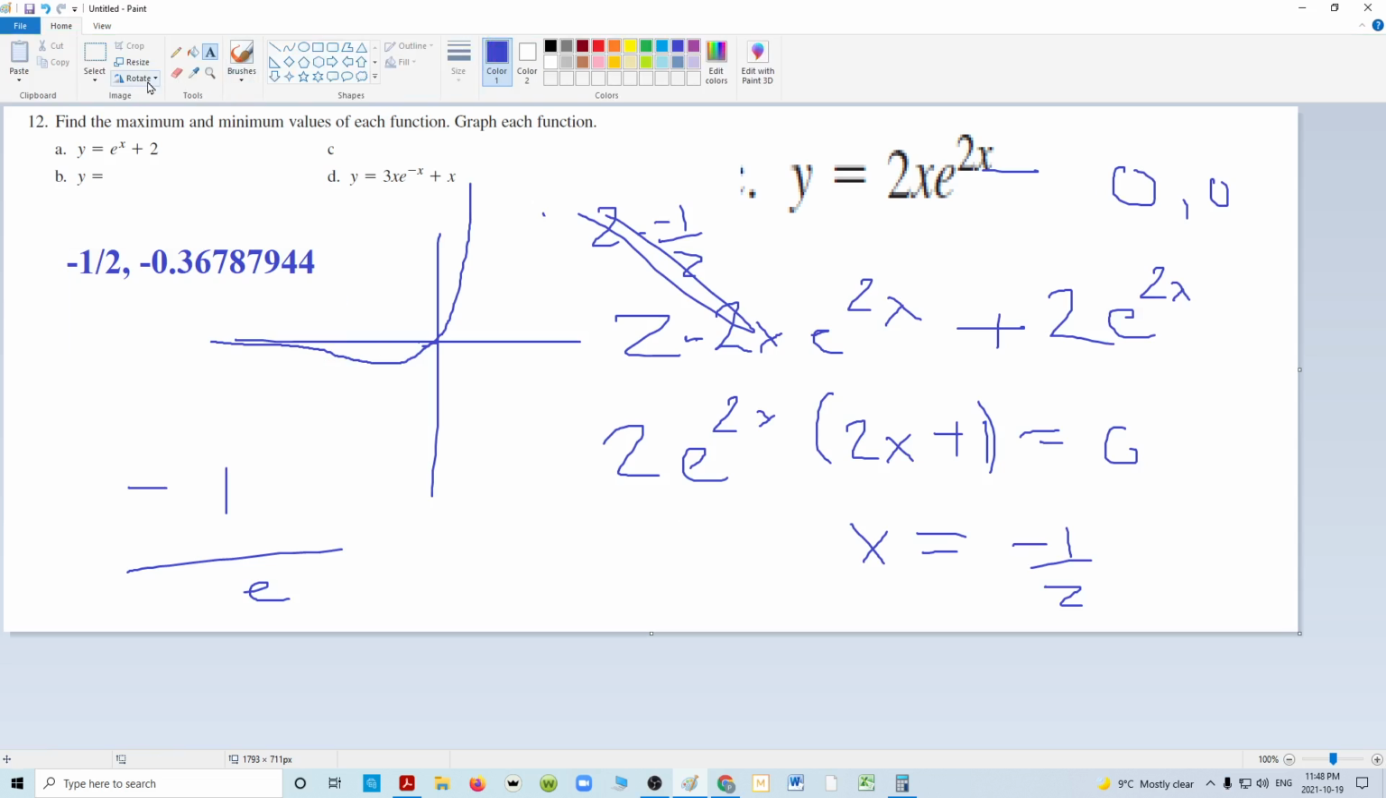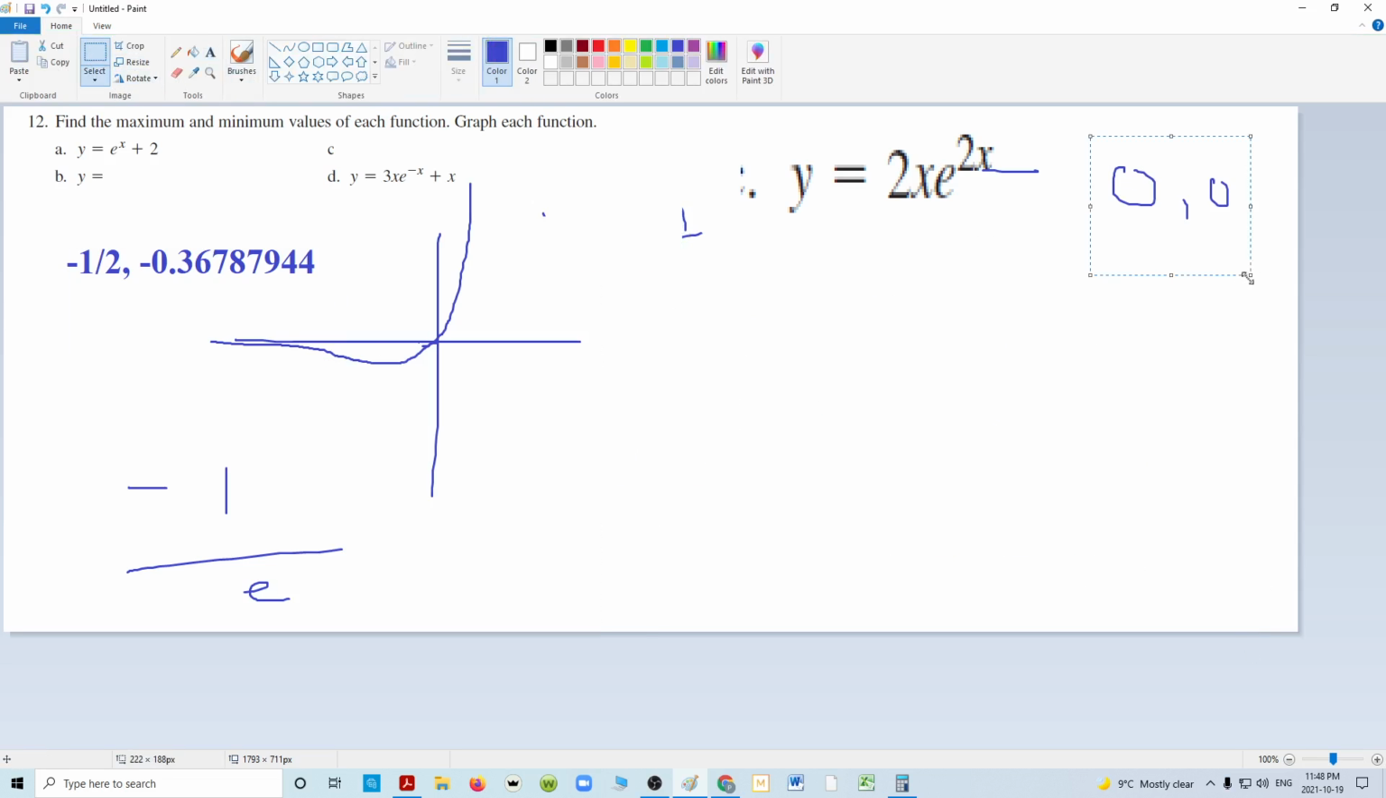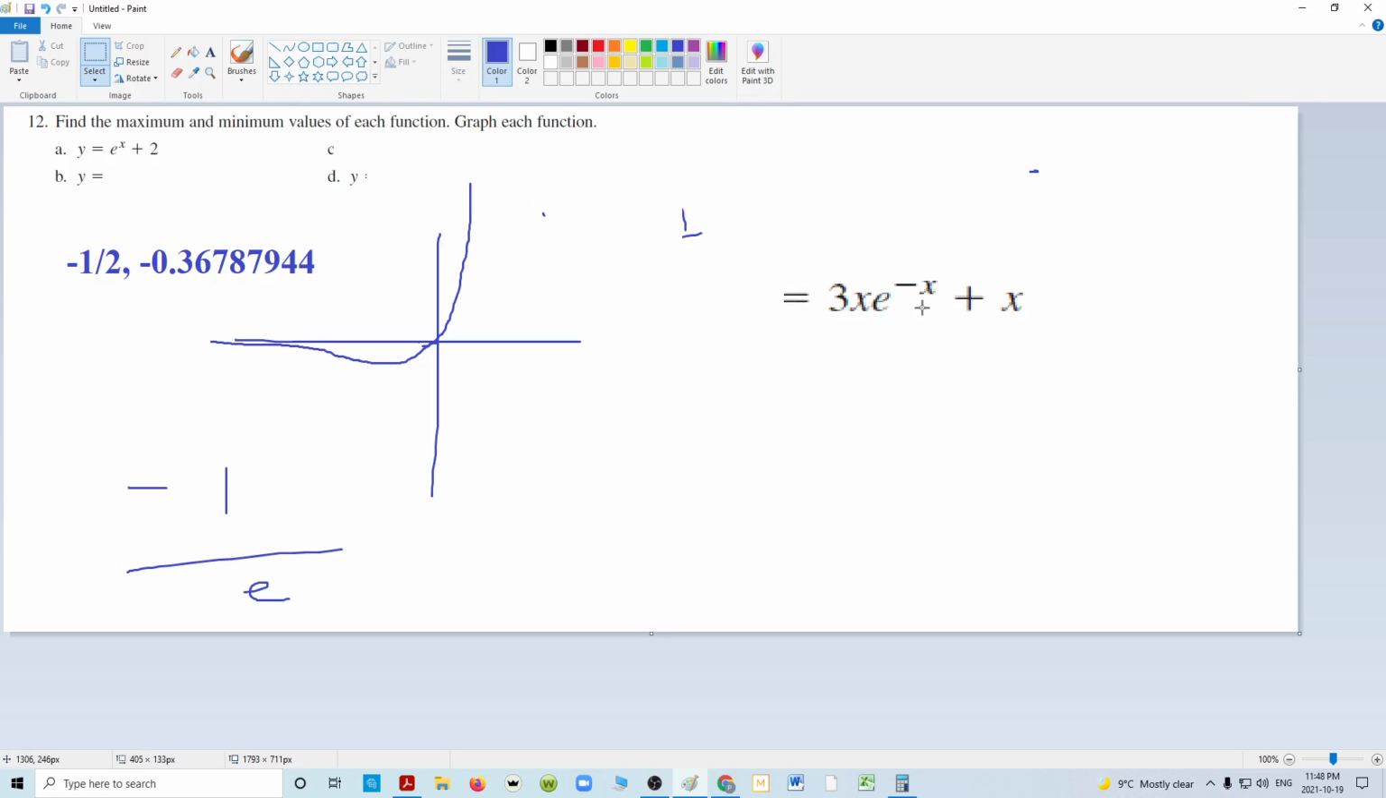I know it's a min just because of the nature of the curve, and yeah, I could go through the second derivative and figure it out. But why? This one's more interesting. Oh, and if you want, you can graph that, but I'm not going to bother. Just plug it into Desmos.